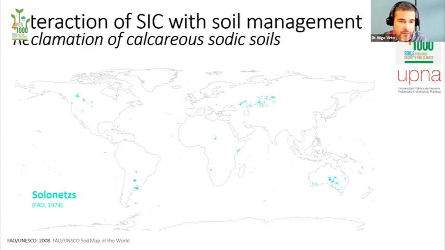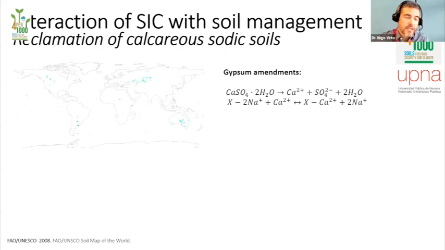This is a map of the distribution of these soils. And if we use gypsum in this case, we of course have calcium that is released, and this calcium can replace sodium in the exchange complex. But as we have this source of calcium, we can also get carbonates being formed in the soils. We should not forget that some soils also are naturally rich in gypsum, and this is also a very interesting source of calcium for carbonate formation.